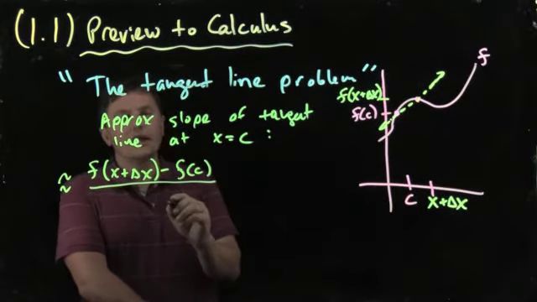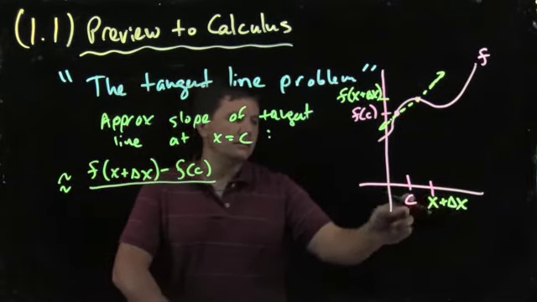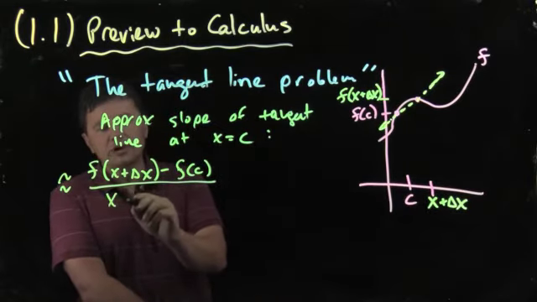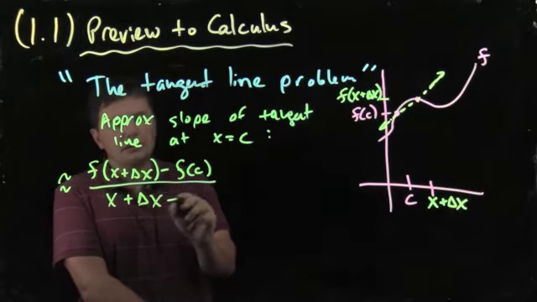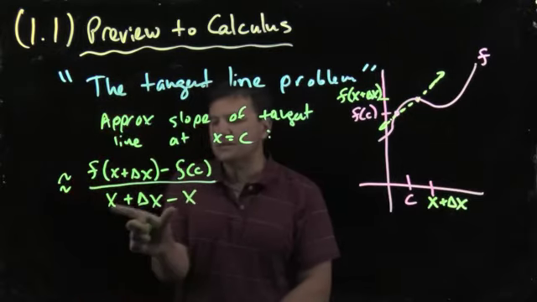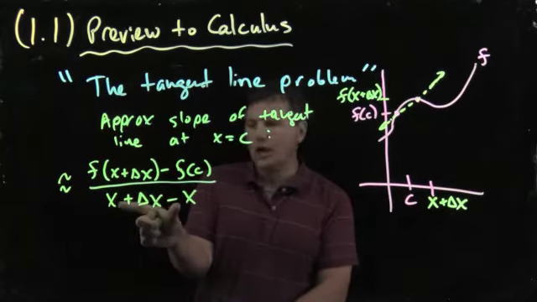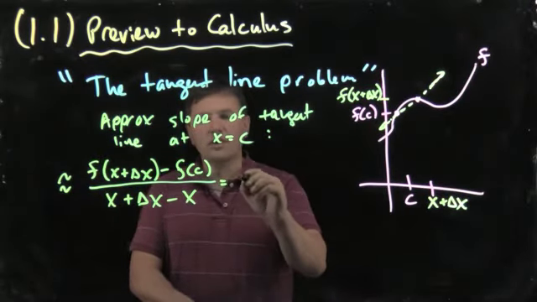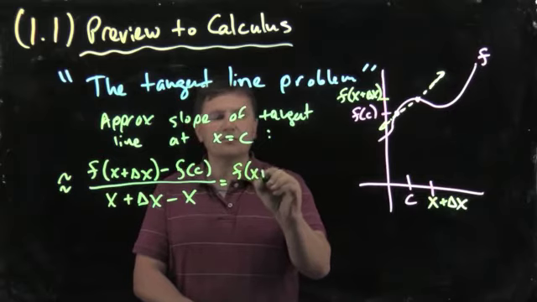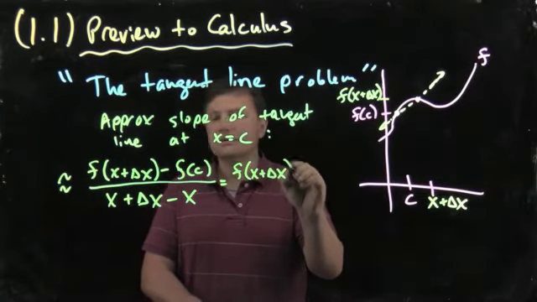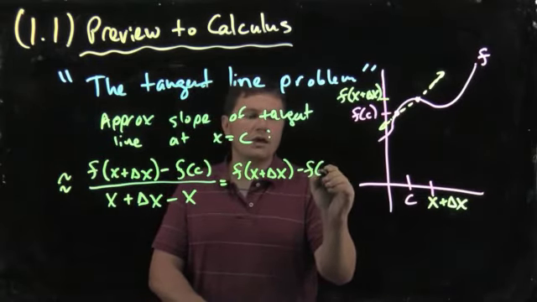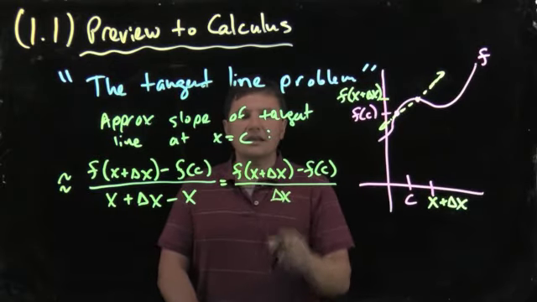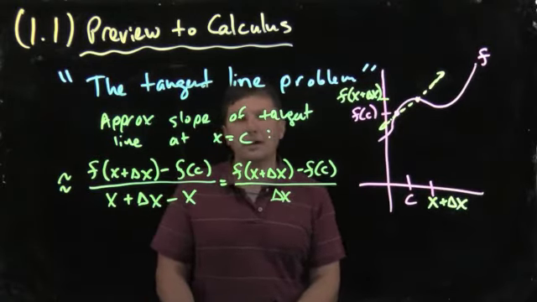over, and then we're going to subtract the x's, right? Just like we do Algebra 1 style. So x plus delta x minus x. Now you'll notice we can do a little simplifying here, and this will always work out this way. The x's are going to subtract in the denominator, and what I'm left with is f of x plus delta x minus f of c over delta x. This is going to be our approximator, okay?